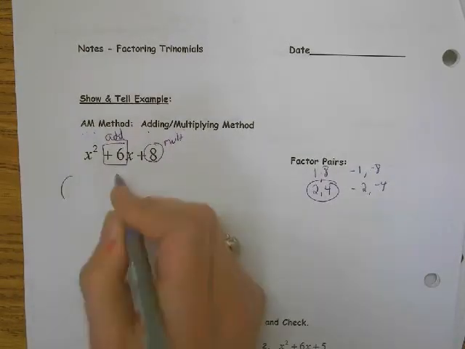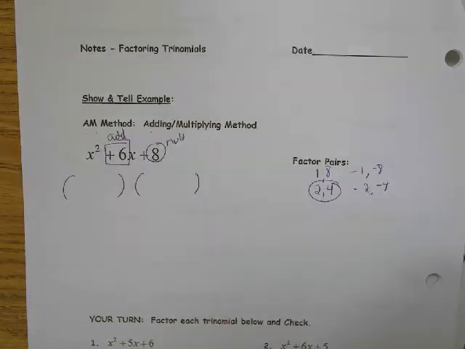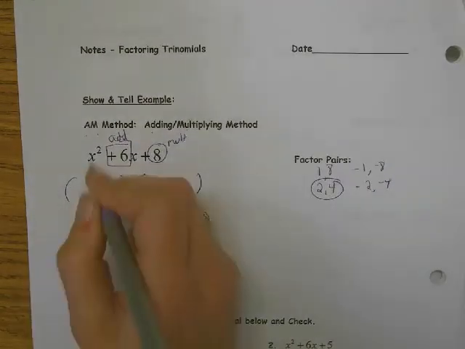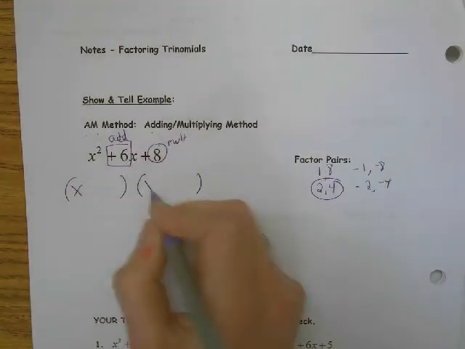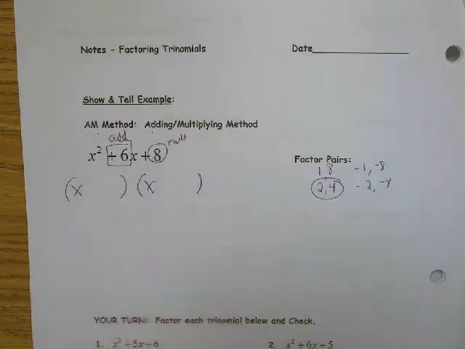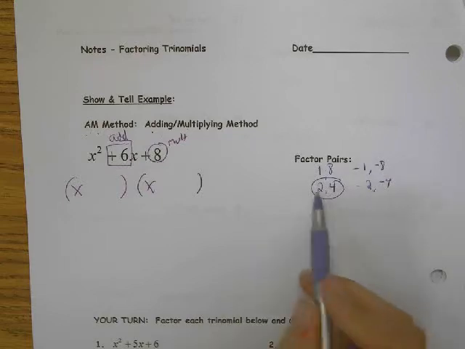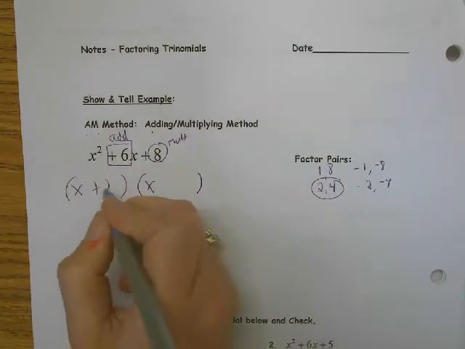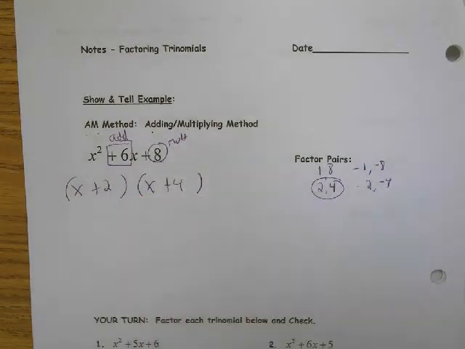So I break that up into two sets of parentheses. And I break up the first letter. If it's x, I put x in each. If it's x squared, I put x in each. If it's y, I put a y in each. And then I add in my factors that I just found.